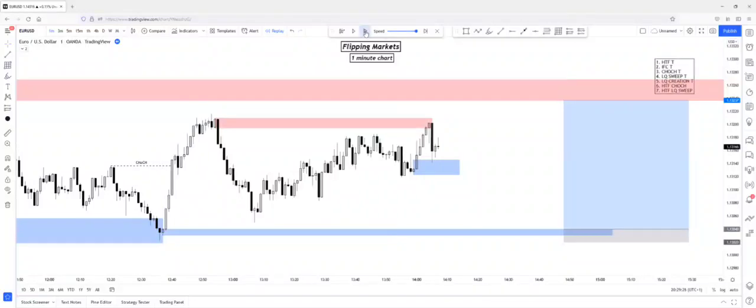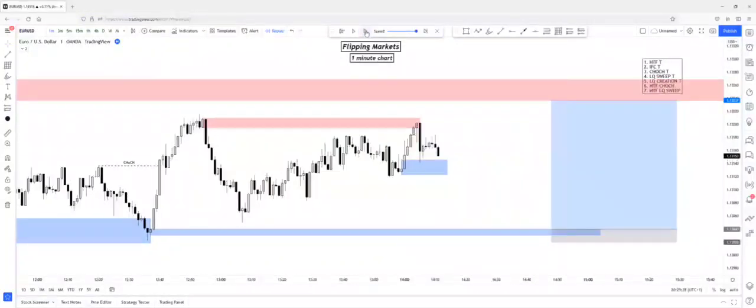Let's play price forward. Price is reacting on that lunchtime zone, as you can see. Not a strong reaction, not a strong rejection, but it reacted on that zone. Let's see what happens next.